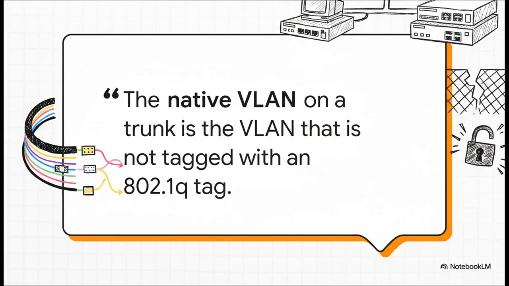On a trunk link carrying all that tagged traffic, there's always one special VLAN that's allowed to cross without a tag. It gets a free pass. This is the native VLAN. And while it's needed for some legacy stuff, it's also a potential security nightmare.